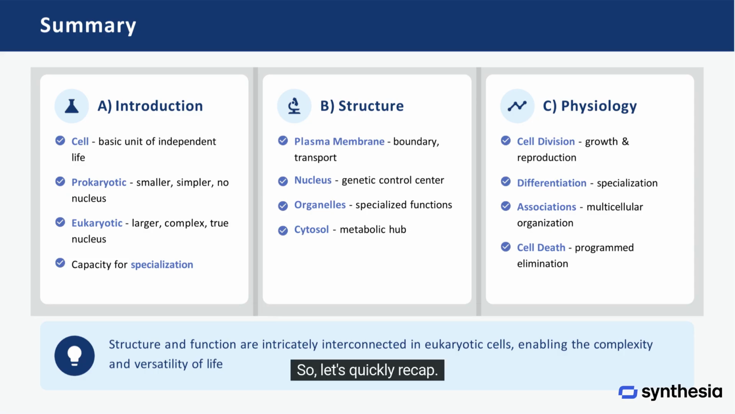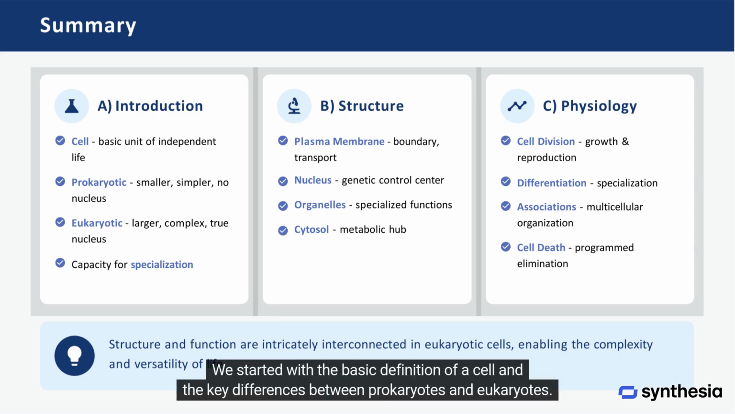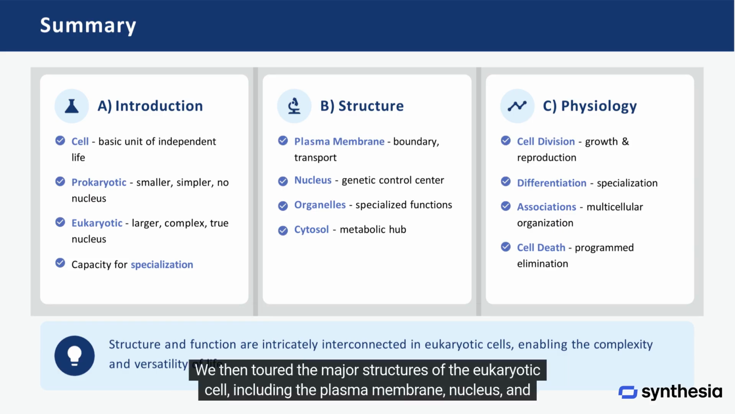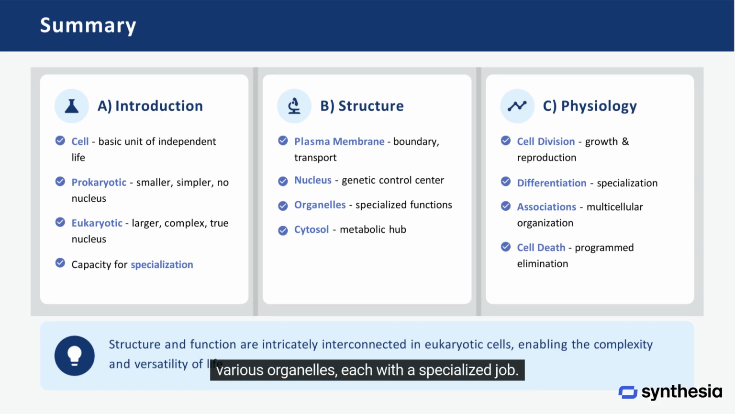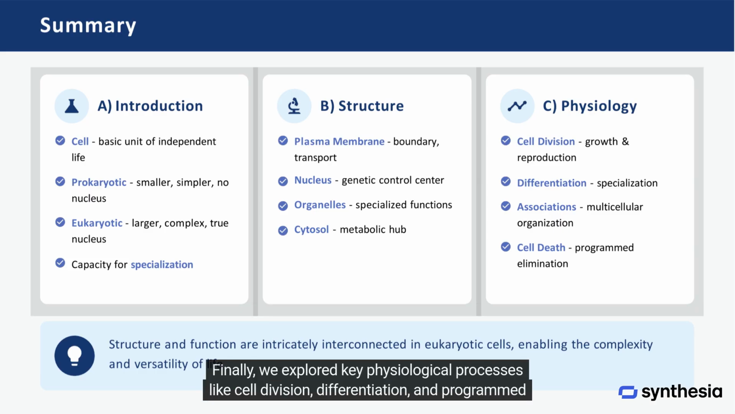So let's quickly recap. We started with the basic definition of a cell and the key differences between prokaryotes and eukaryotes. We then toured the major structures of the eukaryotic cell, including the plasma membrane, nucleus, and various organelles, each with a specialized job. Finally, we explored key physiological processes like cell division, differentiation, and programmed cell death.